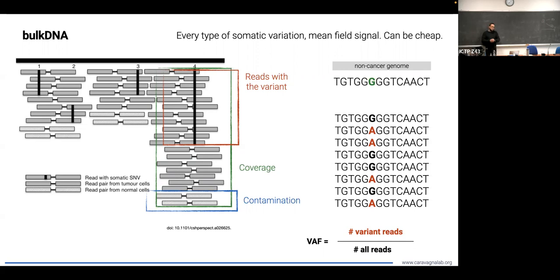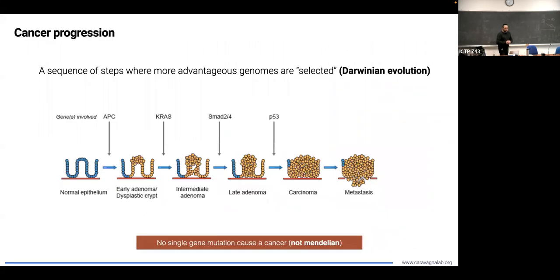In one of the slides, you showed one stage of cancer progressing to the other stage, each associated with one specific mutation. So when you say that there is no single mutation causing cancer, is it that each of these steps needs to have at least multiple mutations?